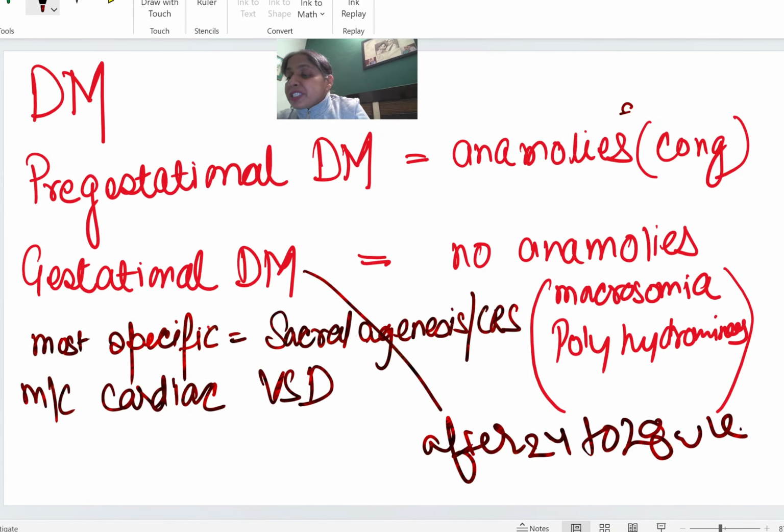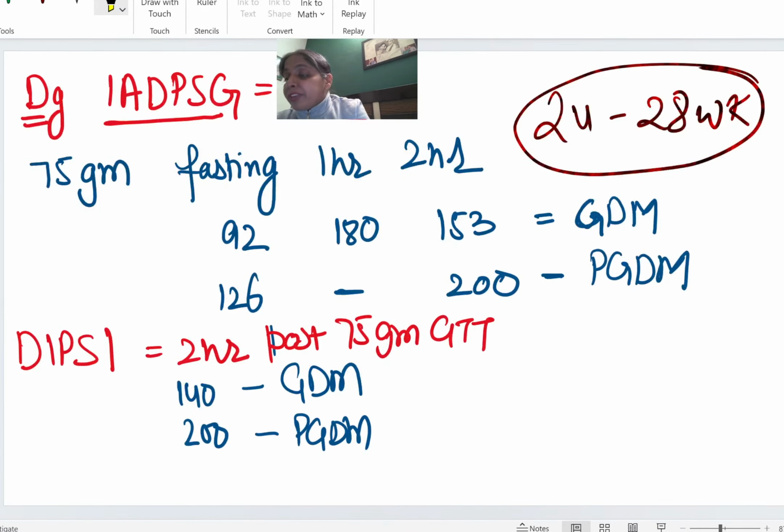And which is the most common anomaly? It is most specific and it is most rare. Which is the most common anomaly in the fetus of a pre-gestational diabetic patient? Please write down in the chat box. Cardiac anomalies occur, and it is the VSD. The cardiac system gets affected most commonly and it is the VSD.